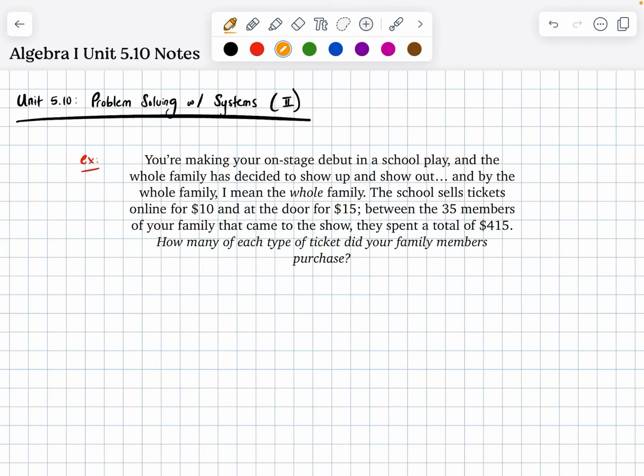You're making your on-stage debut in a school play, and the whole family has decided to show up and show out. And by the whole family, I mean the whole family. The school sells tickets online for $10 and at the door for $15. Between the 35 members of your family that came to the show, they spent a total of $415. How many of each type of ticket did your family members purchase?